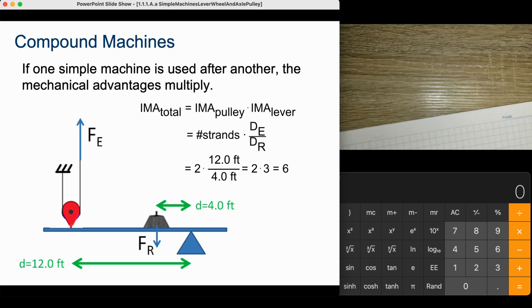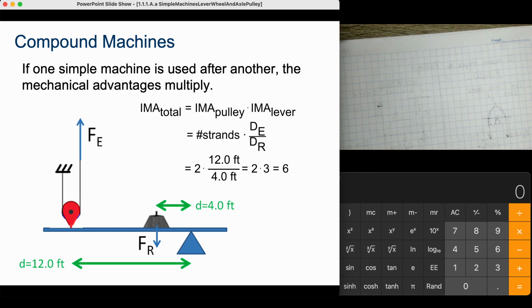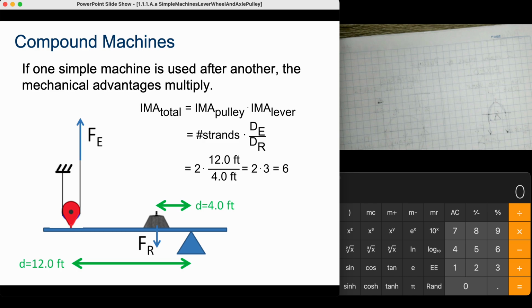Now we've got a little compound machine here. So we're going to see what's going to happen if we put 2 simple machines in use together.